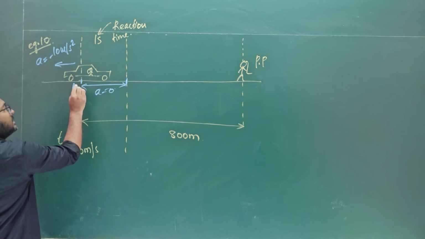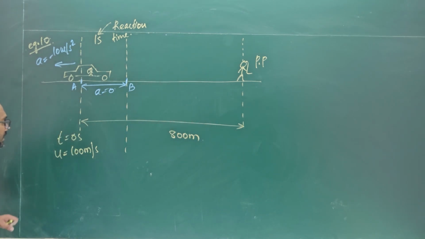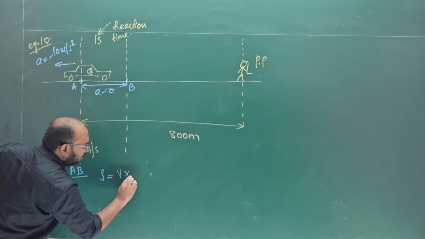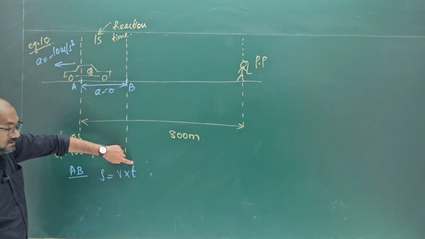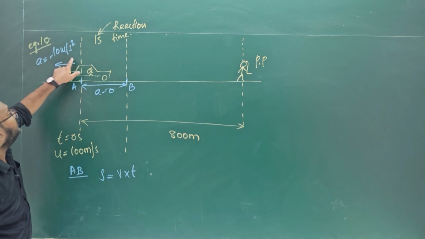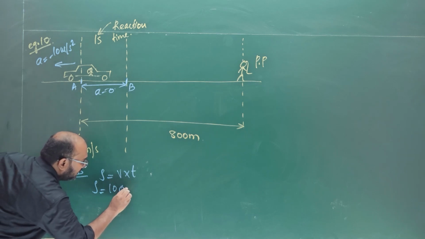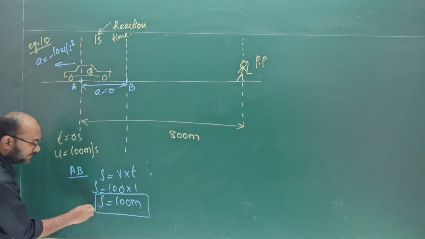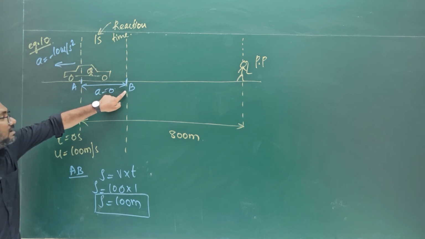Let this point be named A, B, and wherever it stops, we will put C. Distance traveled by AB: s is equal to v into time. How much time is she taking to decide? 1 second. And what is the velocity at that point? We have taken 100 meter per second. So distance is equal to 100 into time, s is equal to 100 meter. So this is the distance from origin, or from t equals 0 position. And she traveled 100 meter.